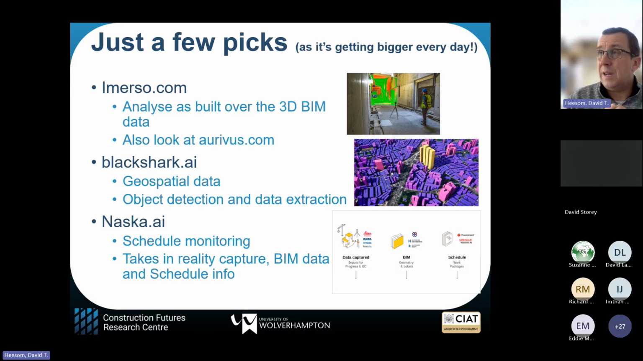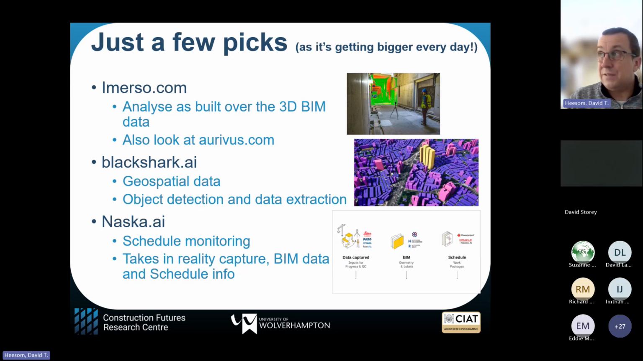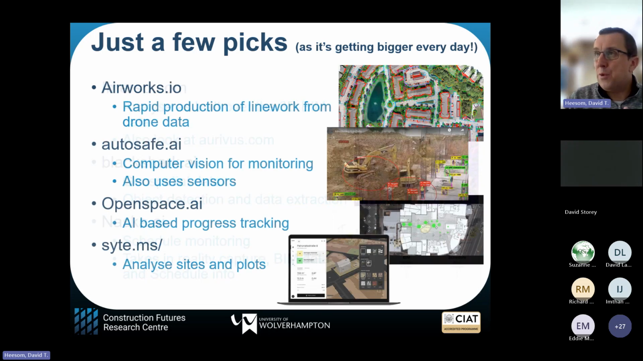But some of the ones I think are kind of interesting: Immerso, which can analyze what's been built against the 3D model and the design model, and it can do an analysis of that using AI and some deep learning. There's Black Shark, which is more for bigger projects, for geospatial data, and it can extract what kind of buildings there are, what kind of properties there are, and extract that data. There are tools for monitoring schedules: you capture data about what's there, and it analyzes that against the plan of work and the schedules. It will start to tell you where things are on progress, behind progress.